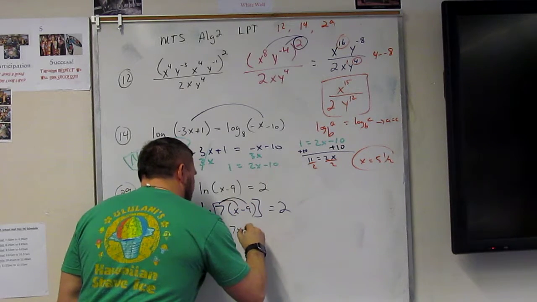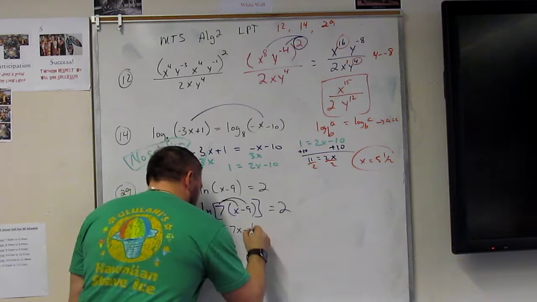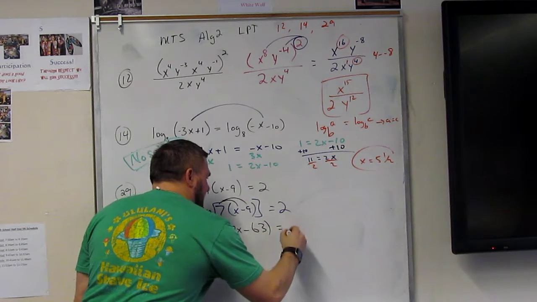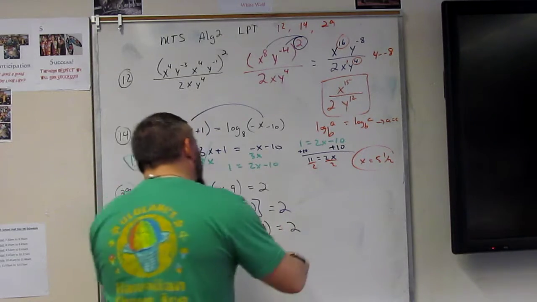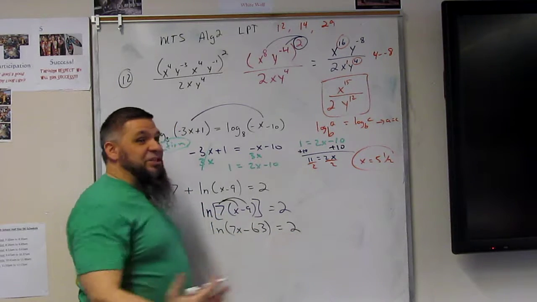So it's 7x minus 63. Okay. So ln of 7x minus 63 equals 2, right? Now, if I could get this to be an ln, then I could just set them equal to each other.